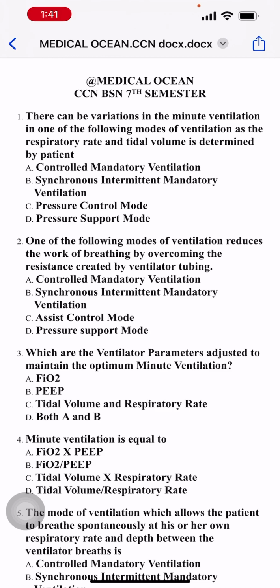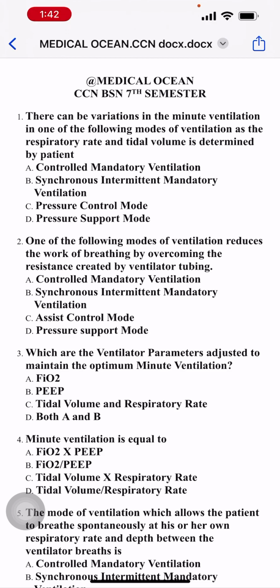Minute ventilation in one of the following modes. In which does minute ventilation occur? Who will tell? Option A, B, C, D. Which one of the following is correct? Option D is the correct option.